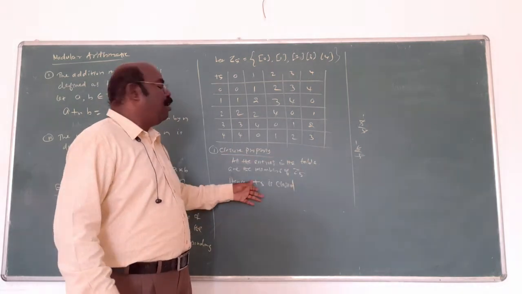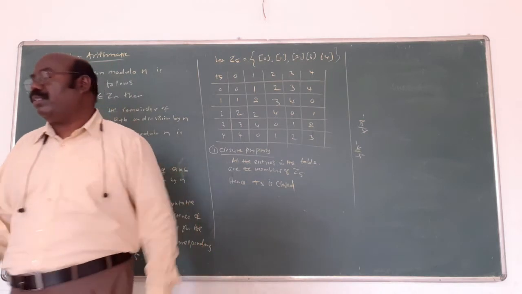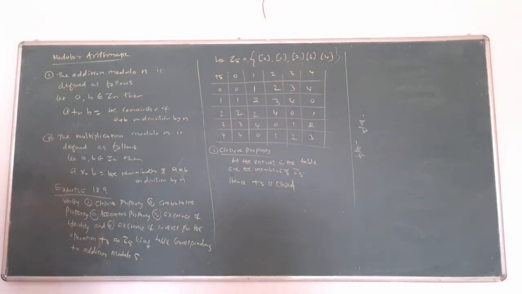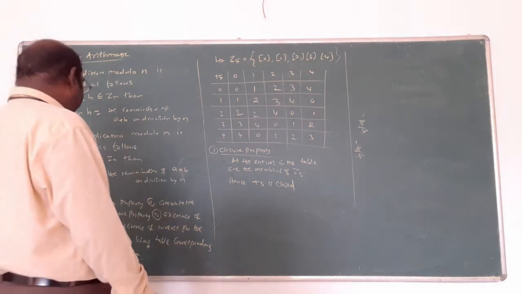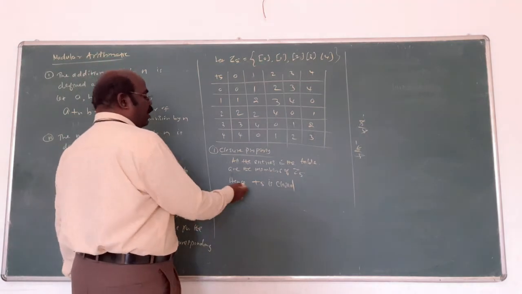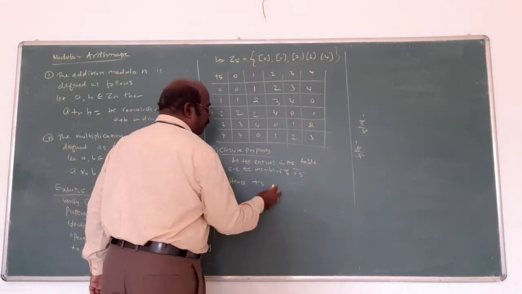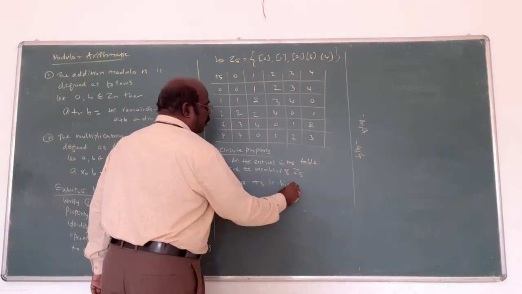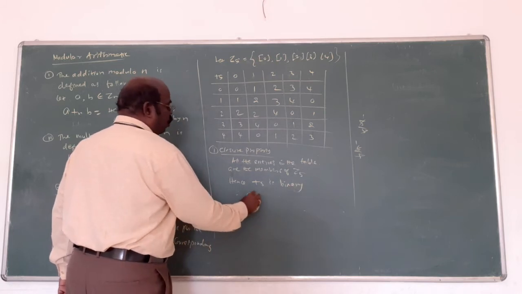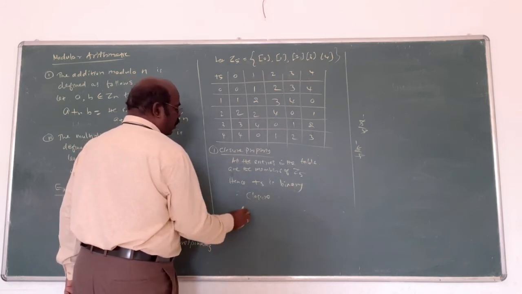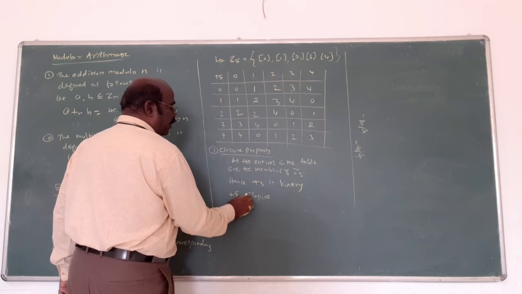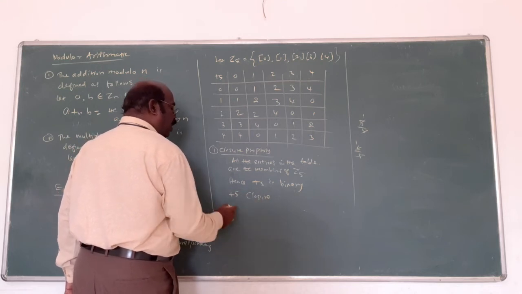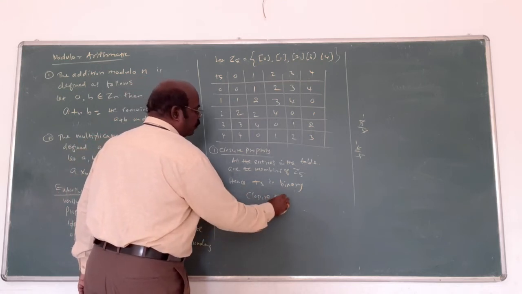That's why plus 5 is closed. That means closure property holds, which means it is a binary operation. Am I right? Closed property means binary operation. Hence, plus 5 is a binary operation. Therefore, closure axiom holds: plus 5 is closed.